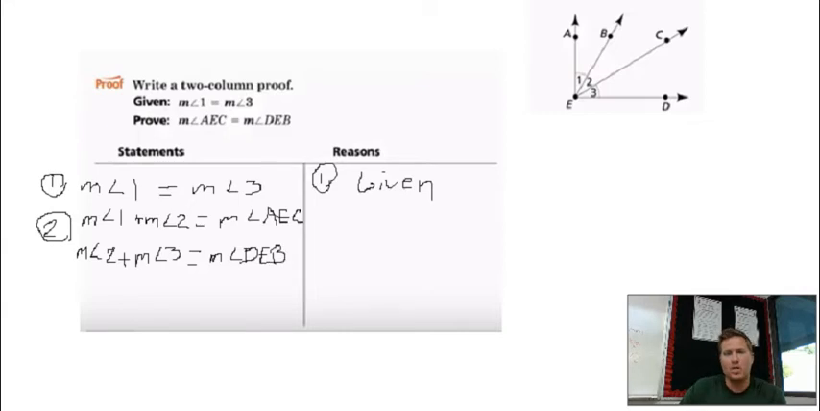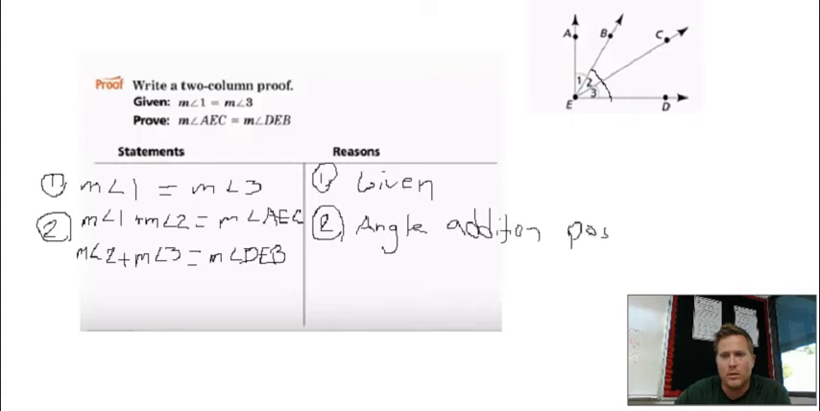Alright, so we just showed that when we took these two angles and put them together, we got this bigger angle right there. And so our reasoning behind this is the angle addition postulate. So remember we talked about that when we take the two little angles and put them together, we get the bigger angle. So when we took 2 and 3, we got the bigger angle of DEB. Same thing with angle 1 and 2.